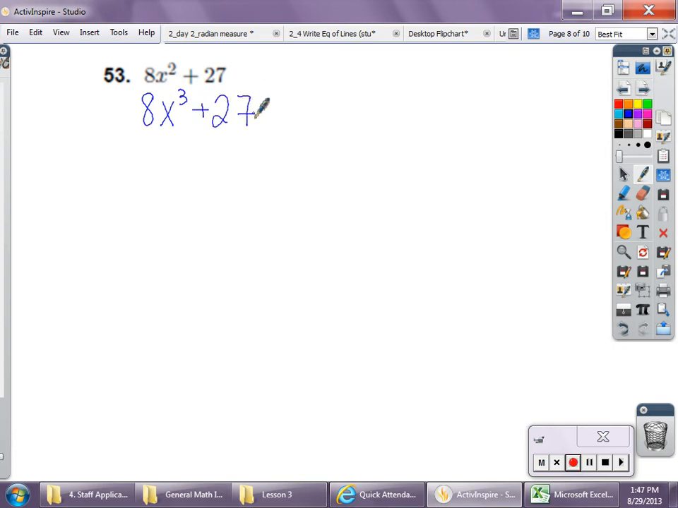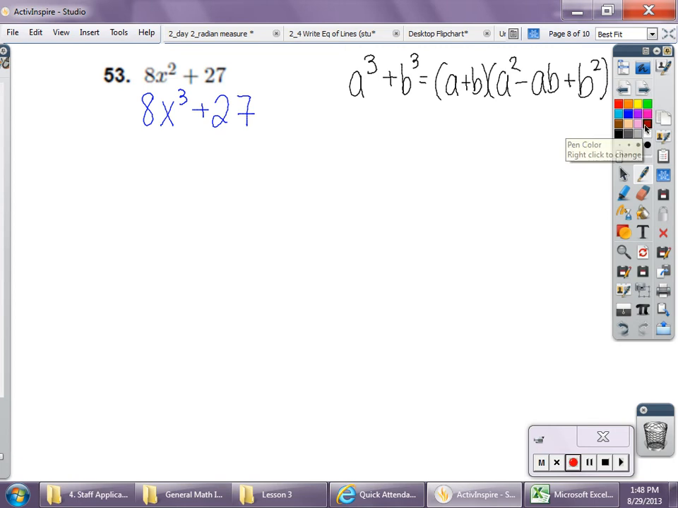And this is another rule. The rule is a cubed plus b cubed. And that is a plus b times a squared minus ab plus b squared. And yes, you do need to know that. It has to be memorized.